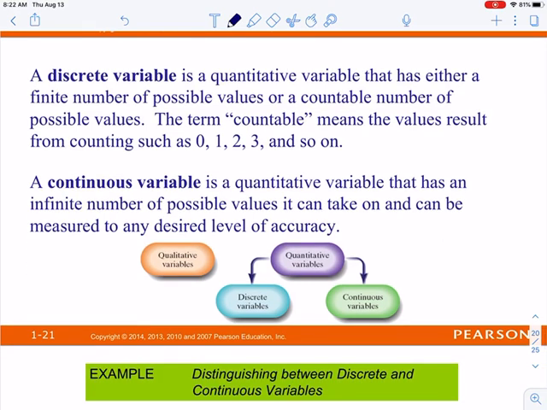So a continuous variable, again, can have any number in between. So if you were to think about drinking a glass of juice, your glass of juice might start out with 8 ounces, but as you drink it, you can end up with any value between that 8 ounces and the 0. You could have 7.9 ounces. You could have 7.94 ounces. You could have 6.2139 ounces. So any number in between, that's going to be a continuous variable.